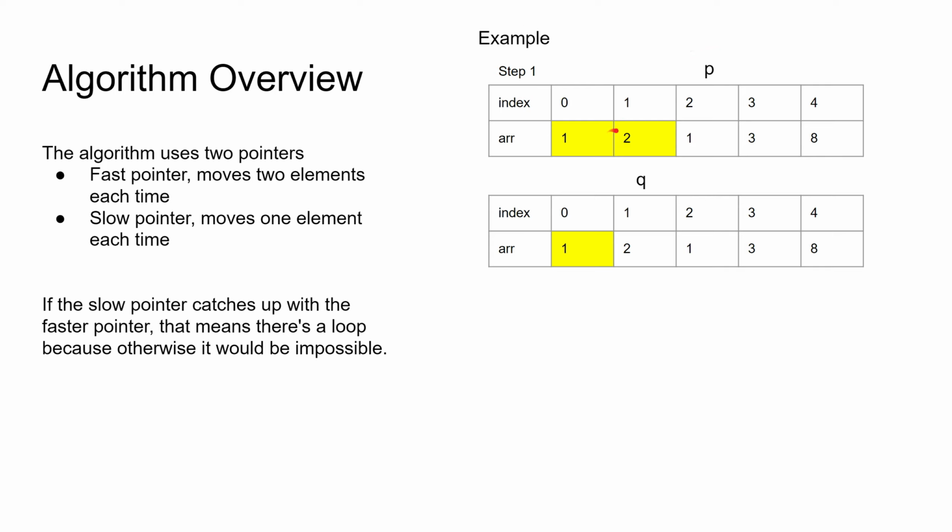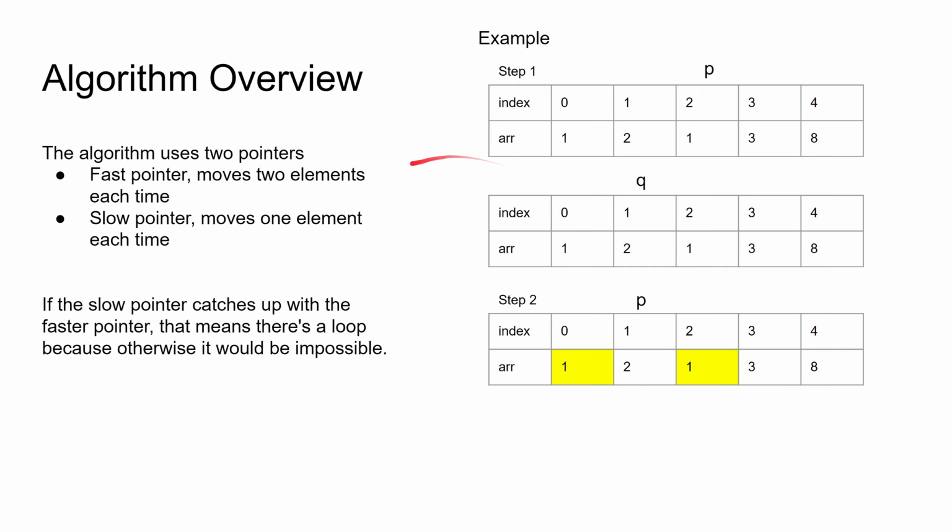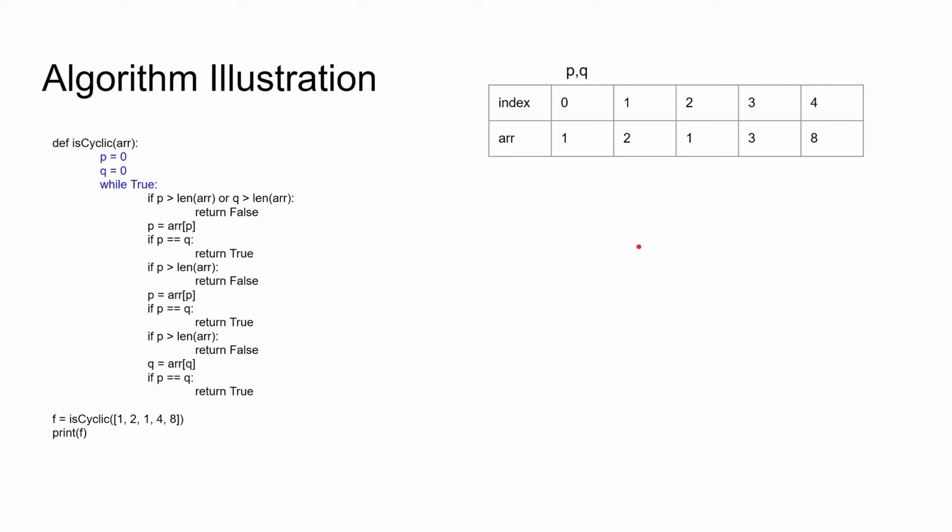For example, in step 1, the fast pointer, which is p in this case, moves twice. First it goes to index 1, and then it says to go to index 2, so it goes to index 2. And q, the slow pointer, goes once, so it goes to index 1. And then p will go once more, and it'll go to index 1 because this says to go to index 1, and that means p and q are equal, and so the output is true because that means there's a loop.